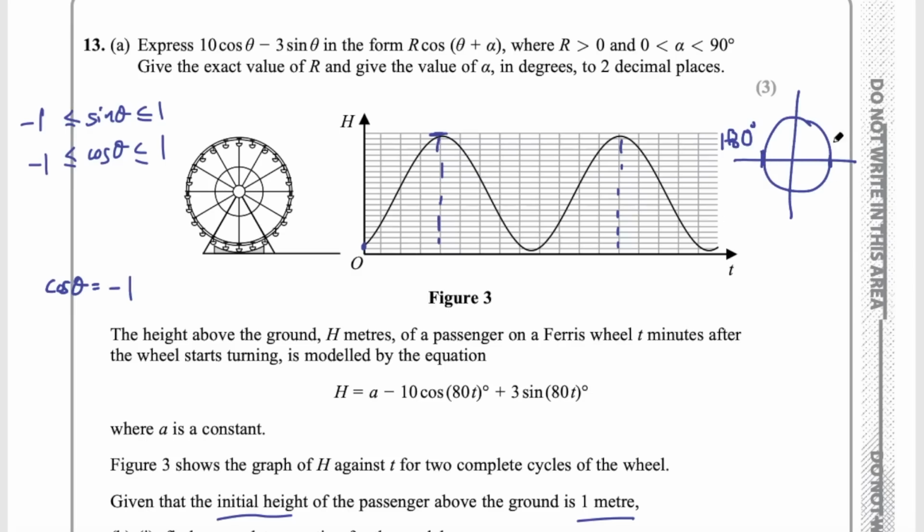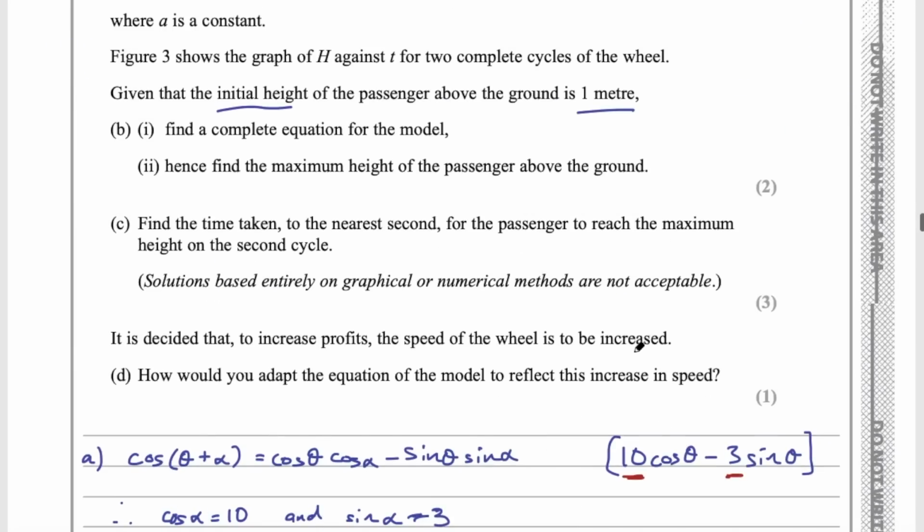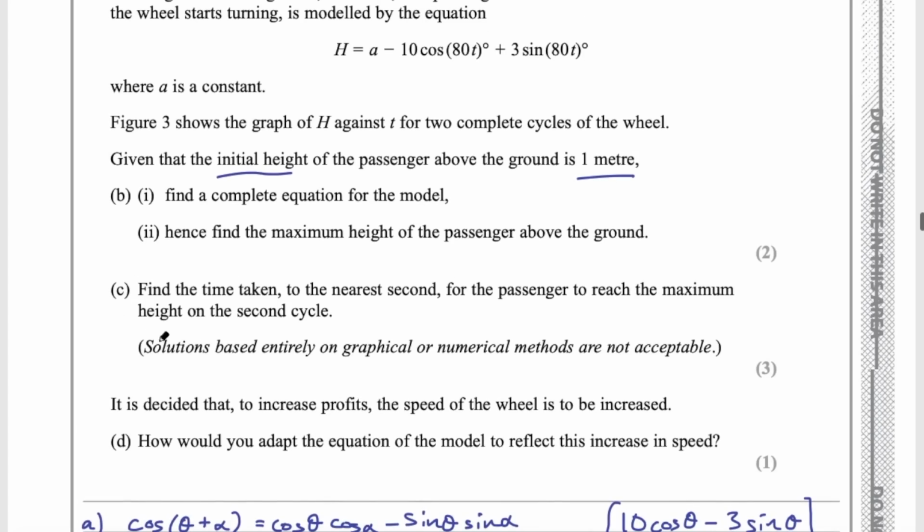And then if we go around again, it will get back to -1, and that will be 540 degrees. So we've gone a full 360 again. 360 plus 180 is 540 degrees. So the second cycle, the maximum height of the second cycle, when the cosine function equals -1 again, that will be 540 degrees. So how does that fit with this part C?